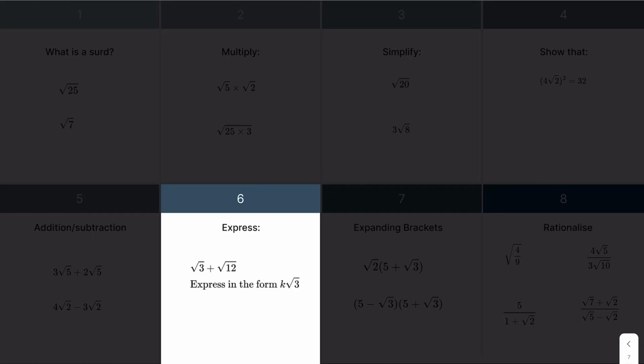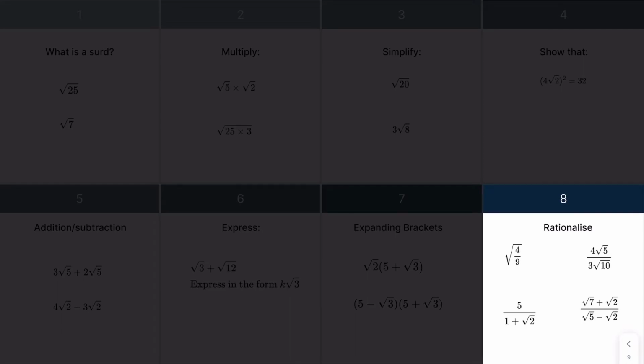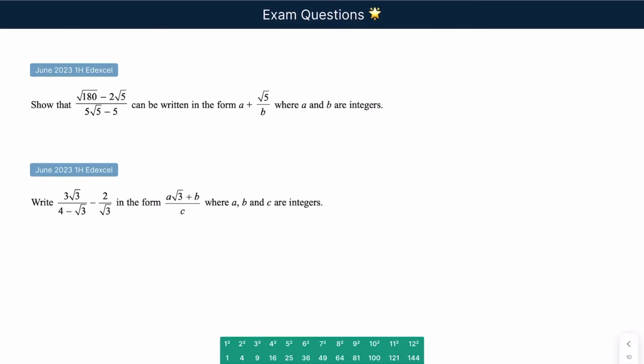And these are quite popular exam questions like this. How do you expand surds, single and double brackets? And finally, how do you rationalize a surd? And what does rationalize even mean? And we look at many different examples. And as always, we'll wrap things up by looking at two real exam questions. And these are two different exam questions.